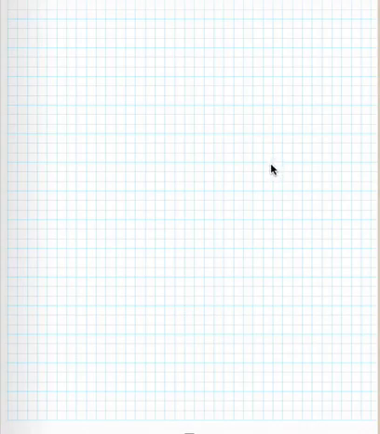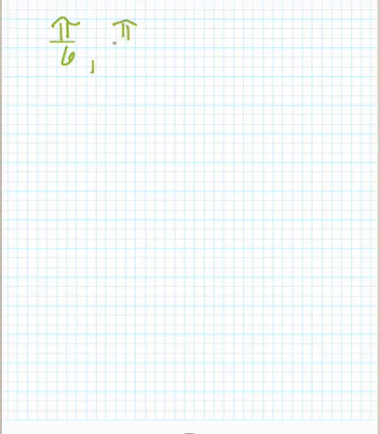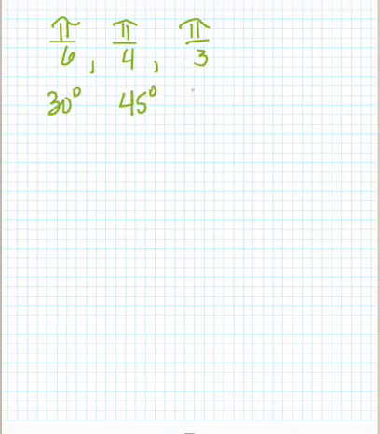You can't do it exactly unless it's one of these: pi sixths, which is 30 degrees, pi fourths, which is 45 degrees, or pi thirds. So remember, this is a 30 degree, this is a 45 degree, and this is a 60 degree. So that's the other one let's do. Let's make sure you understand pi thirds.